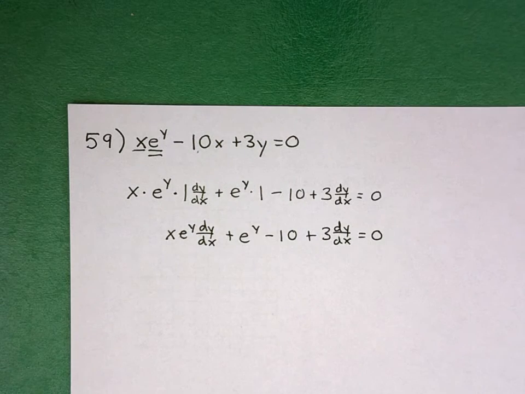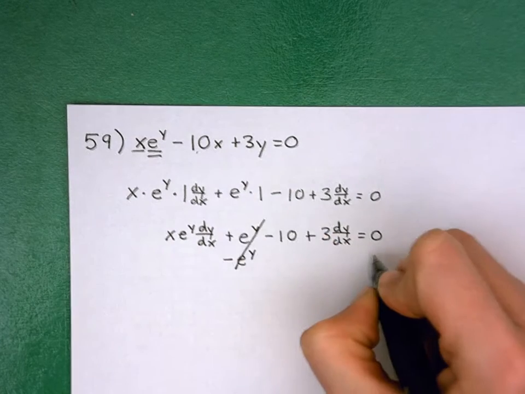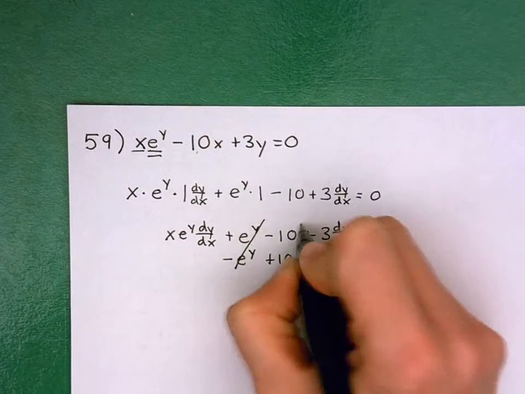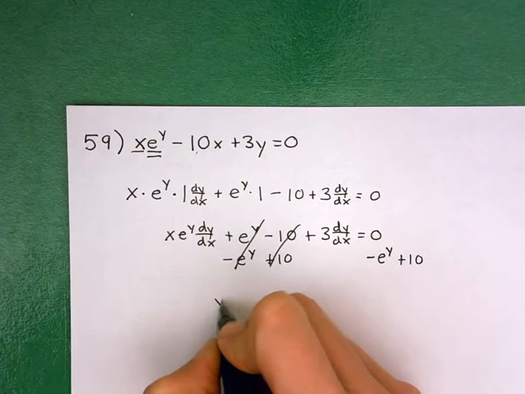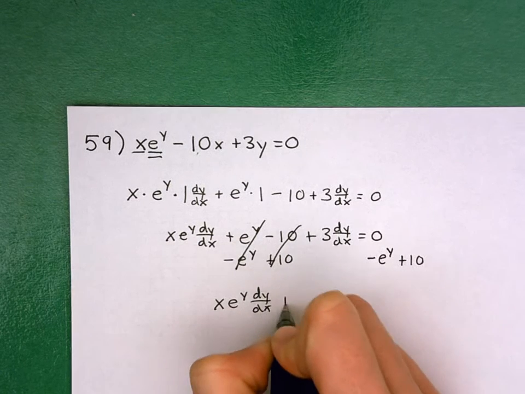Step 2, you're going to get rid of anything that doesn't have a dy dx attached. In this case, that's the e to the y. I'm going to subtract that over to the other side. And this negative 10, we're going to add this to the other side. Again, I'm just going to rewrite it.